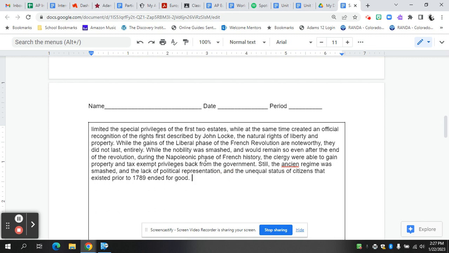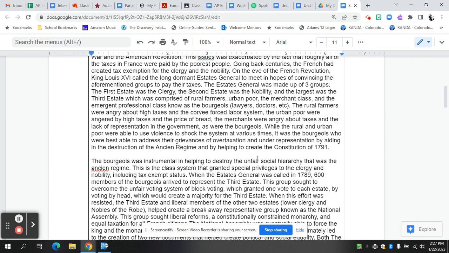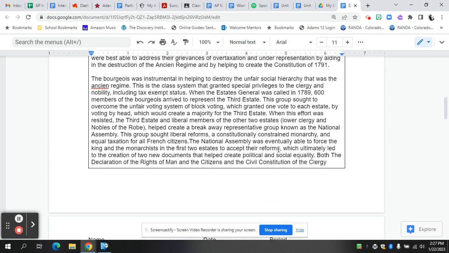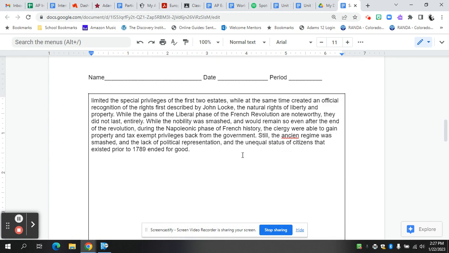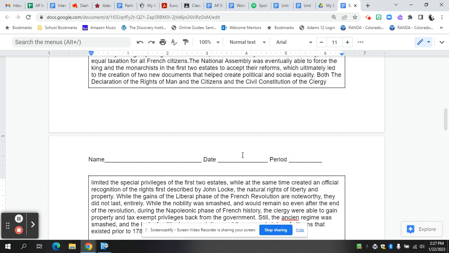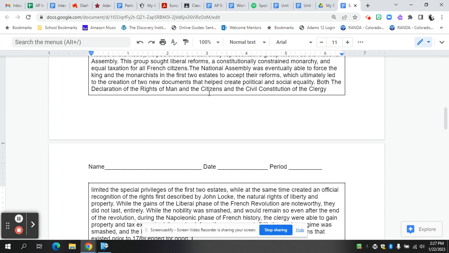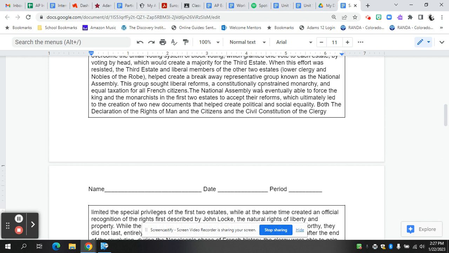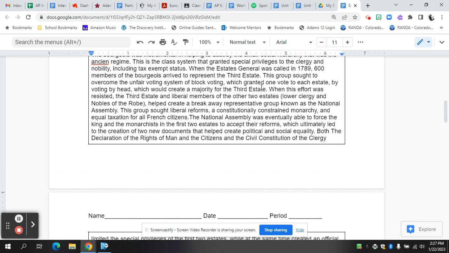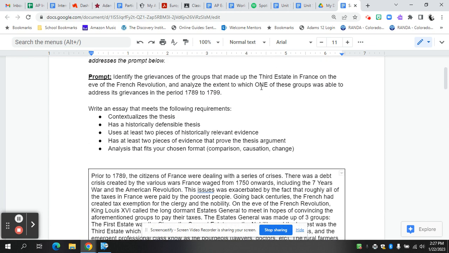Now, if I wanted to, I could set myself up with a transitional piece, right? And I could move more deeply into the Constitution of 1791, where maybe I talk about more equal representation under the law. But my goal here was to talk about the ways that the Ancien regime was smashed, the Declaration of Rights of Man and the citizens, the civil constitution of the clergy and the creation of the National Assembly all got rid of some of those special privileges that have been granted to the upper class. I have noted that some of these changes did not last forever, while others did, right? Which means I've analyzed the extent to which one of these groups was able to address its grievances during the time period. So I'm good to go there.